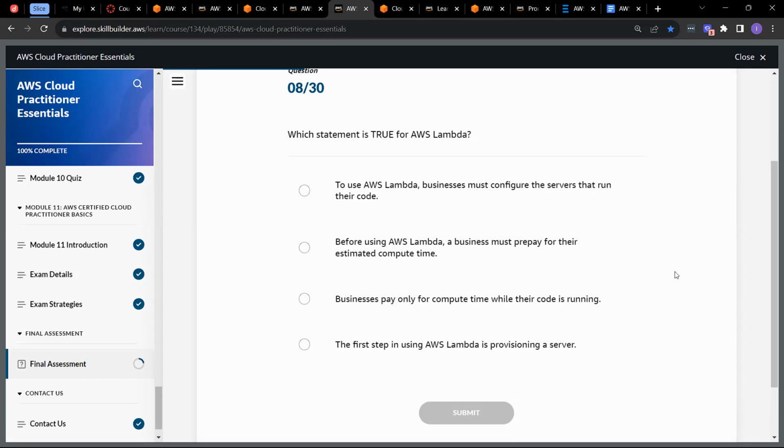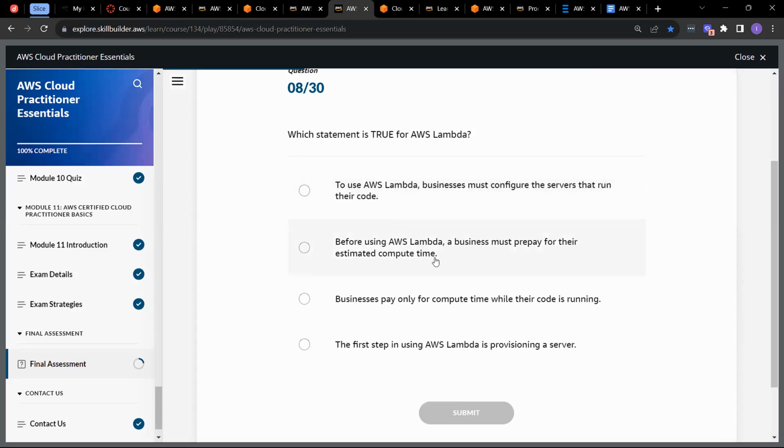Okay, so first, we are going to eliminate the wrong answers. Business must configure the servers that run their code. Now, Lambda in itself is a platform as a service, right? Sorry, platform, not software. So you don't configure the underlying server. You just go there and use it, right?